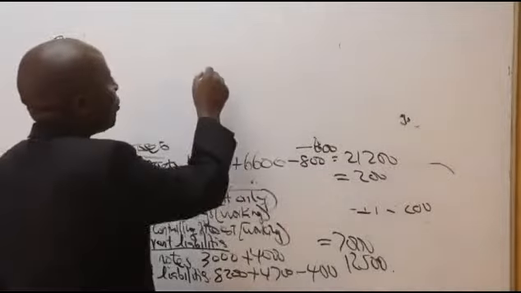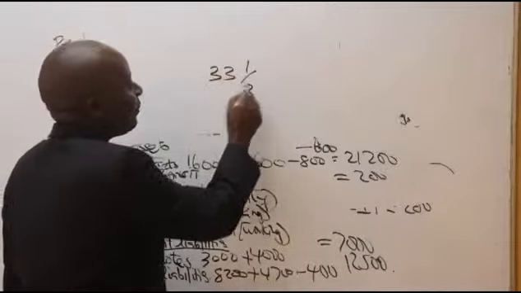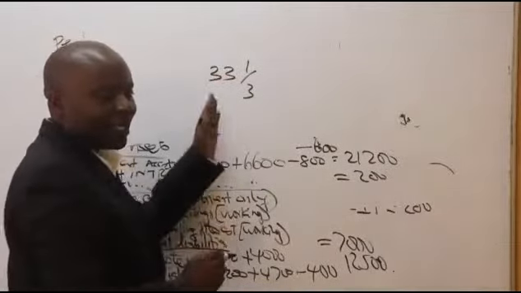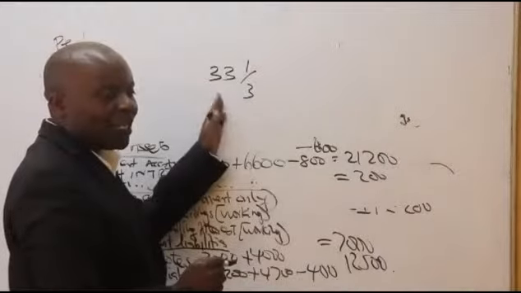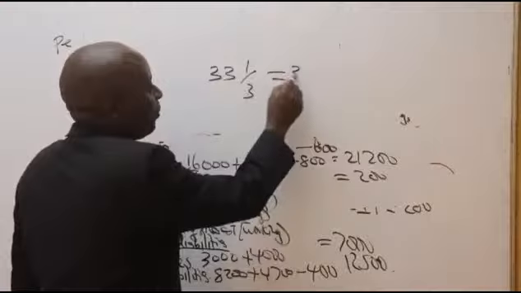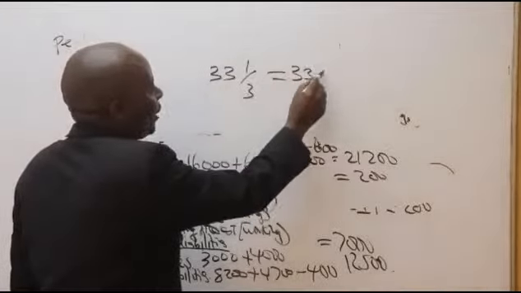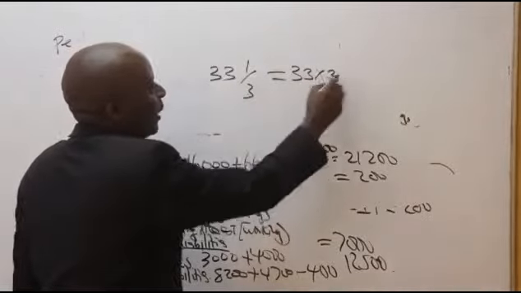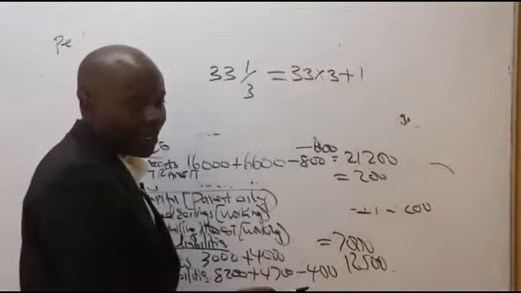So remember from high school, if you're given like 33 and a third, this is a proper fraction, so you need to make it improper. How do you make it improper? It's very easy. You take this times this. So it will be 33 times 3 plus 1.